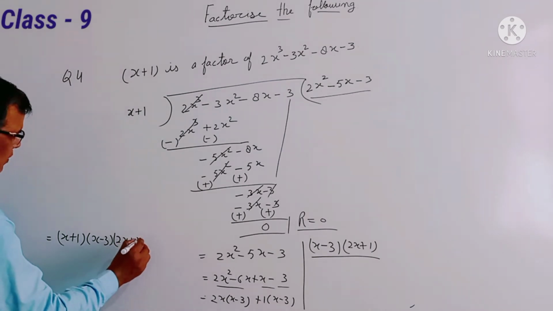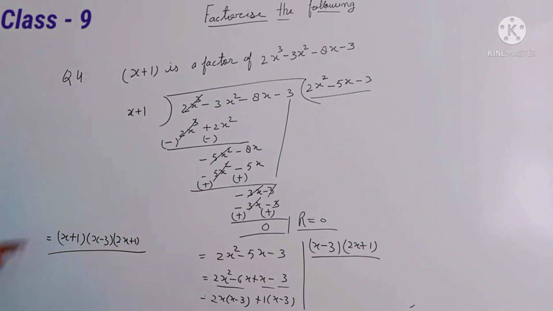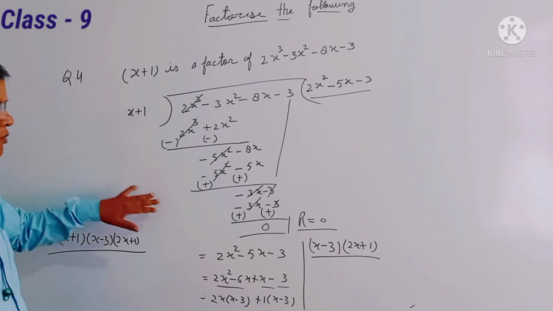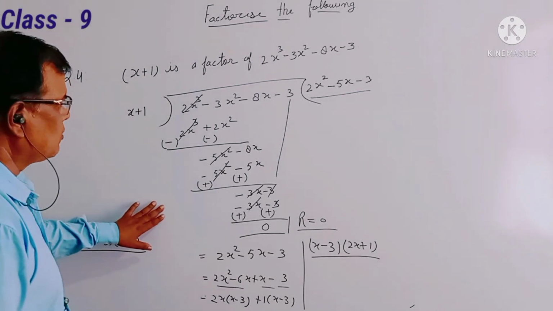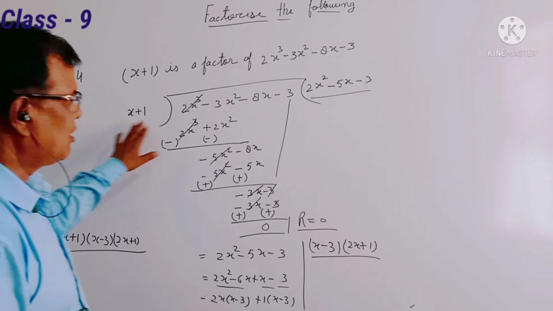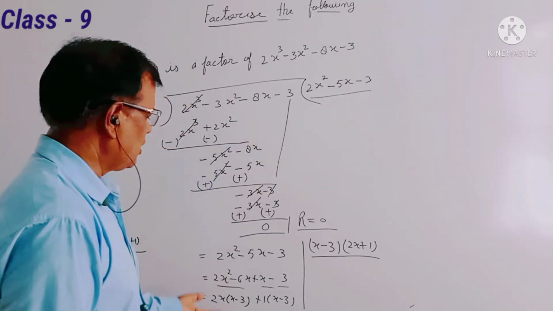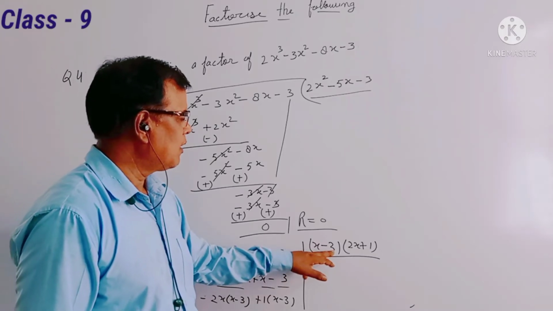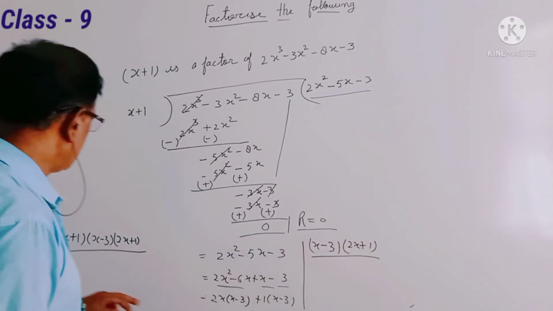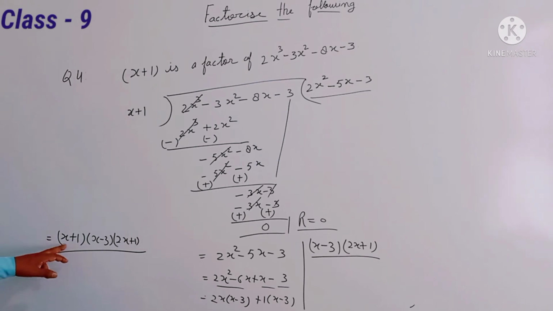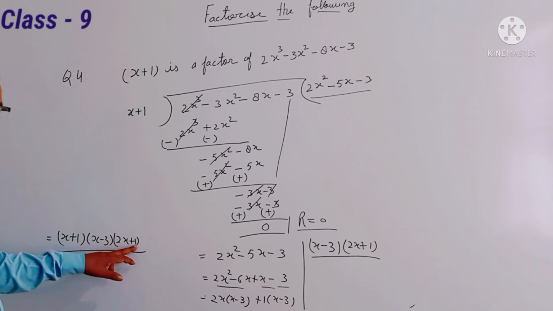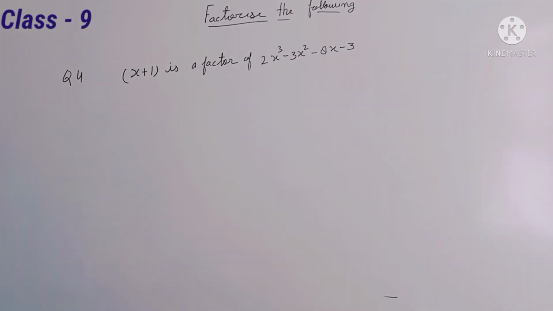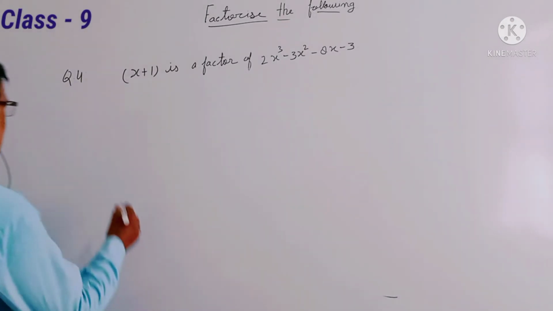This way we factorize also. First we check it. It is satisfying also, so the remainder is 0. Now we find the factors of the quotient. These are x minus 3 and 2x plus 1. So all the factors are x plus 1, x minus 3, 2x plus 1. Now we are going to solve this question number 4 by the second method.